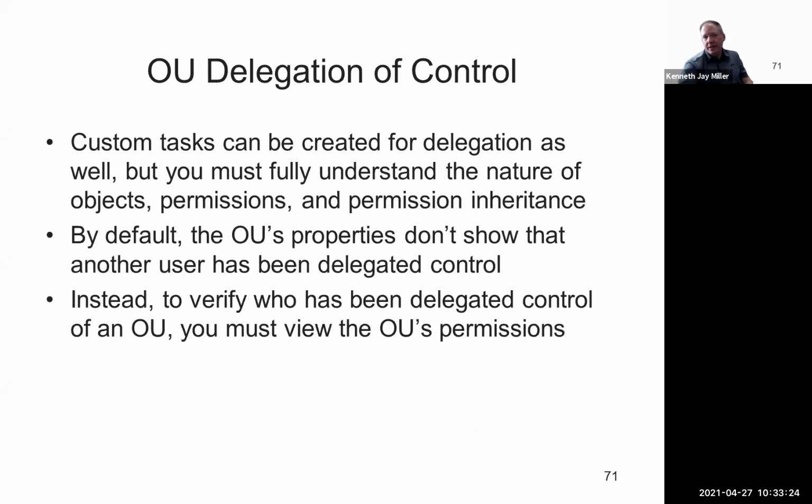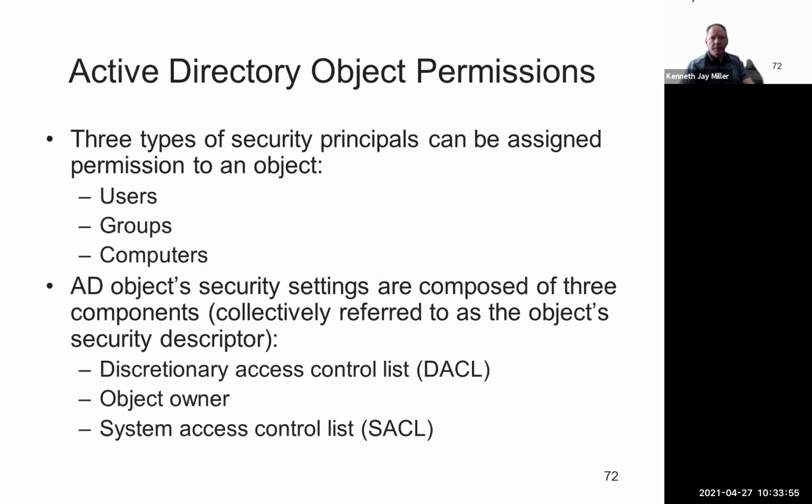Some tasks can be created for delegation as well, but you have to understand the nature of the permissions and how the permissions are inherited. By default, the properties don't show that another user has been delegated control. So once you delegate it, it doesn't show up on a report that says, here are the permissions you've delegated. To verify who has been delegated, you have to look at the permissions and drill into them, and it'll show you what's been delegated, right?